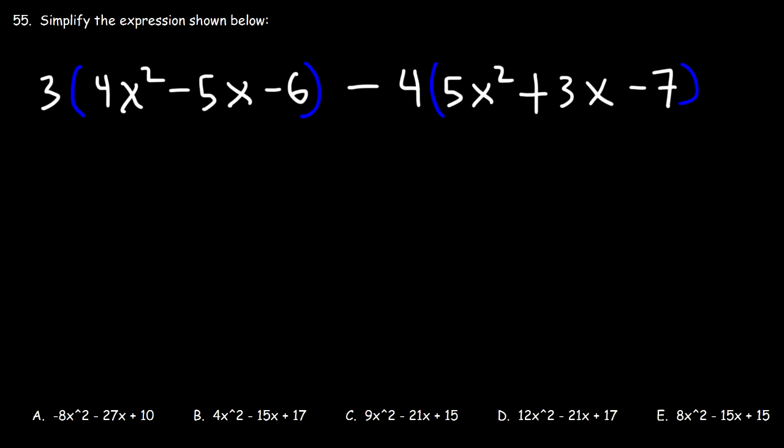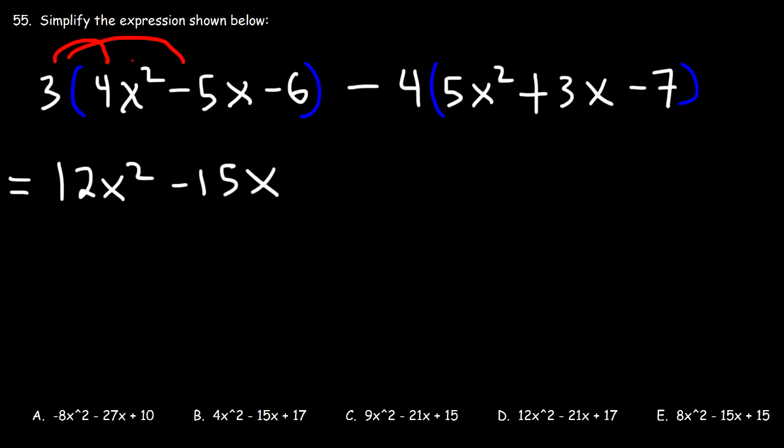55. Simplify the expression shown below. So what do you think we need to do in order to simplify this algebraic expression? What I recommend doing is distributing the numbers in front of both parentheses. So we're going to distribute the 3 and the -4 to begin with. So let's do this one step at a time. 3 times 4x squared, that's 12x squared. And then 3 times -5x is -15x. And 3 times -6 is -18.